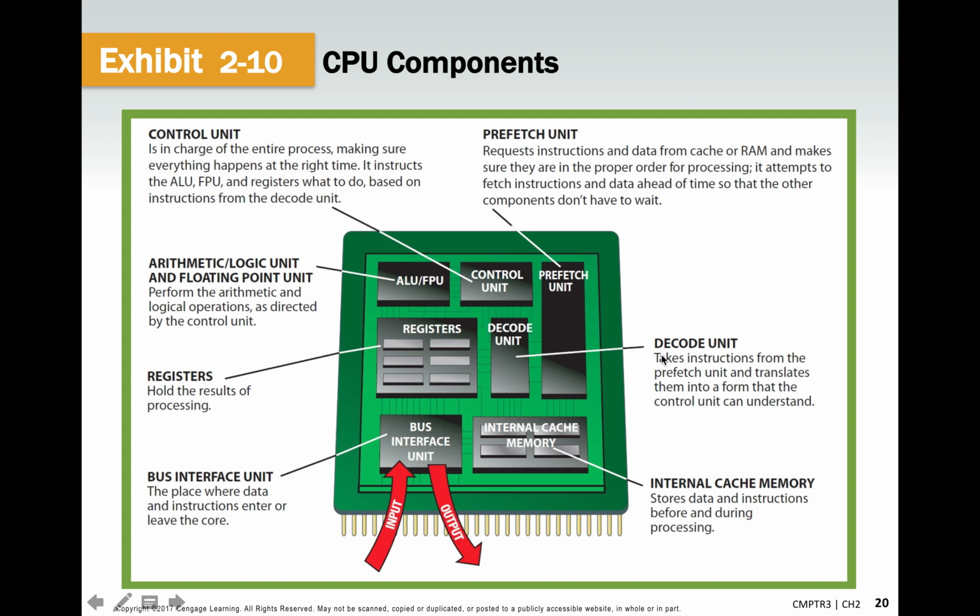Then our decode unit takes instructions from the prefetch unit and translates them. We have our registers, which hold the results of processing. Then finally, we have the bus interface unit, the place where data and instructions enter and leave the core. Then we have our internal cache memory. And it all comes from an input and then an output.